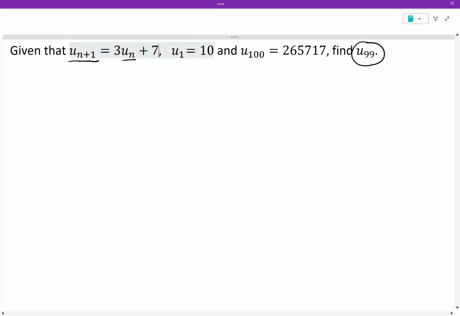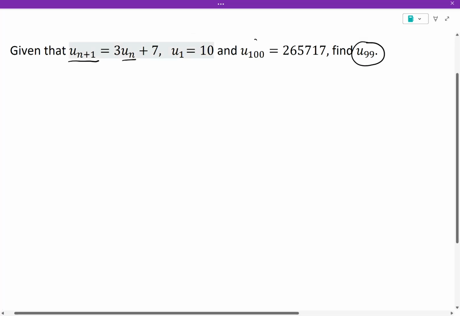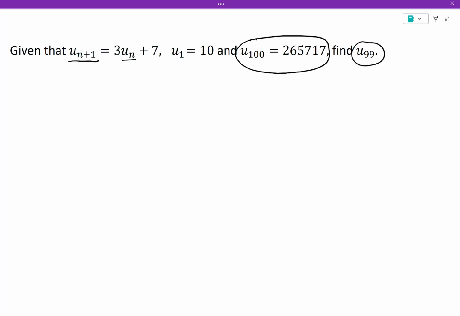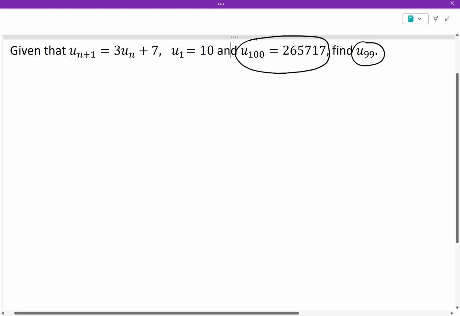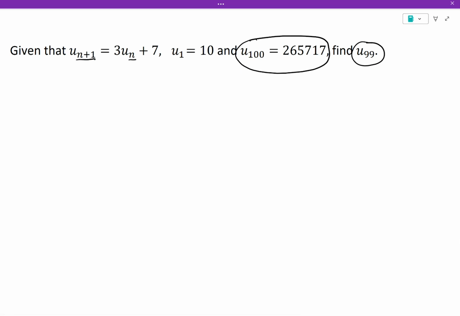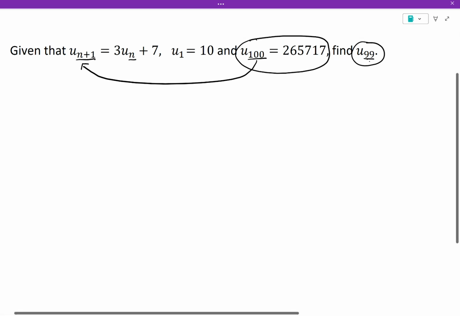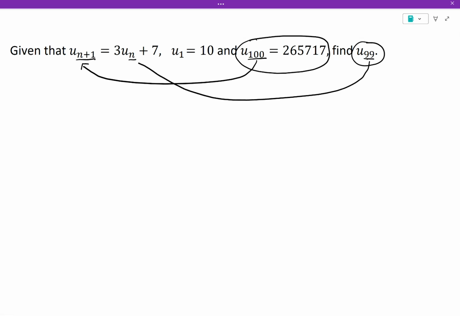However, what we could do is make use of the 100th term and use the recurrence relation in reverse in order to get back to the 99th term. So if we look in our recurrence relation, our highest subscript is n plus 1, and then we have one subscript that's one smaller than that, which is the n. So therefore the 100 would be going in place of the n plus 1, and then the 99 is going to be going in place of the n.